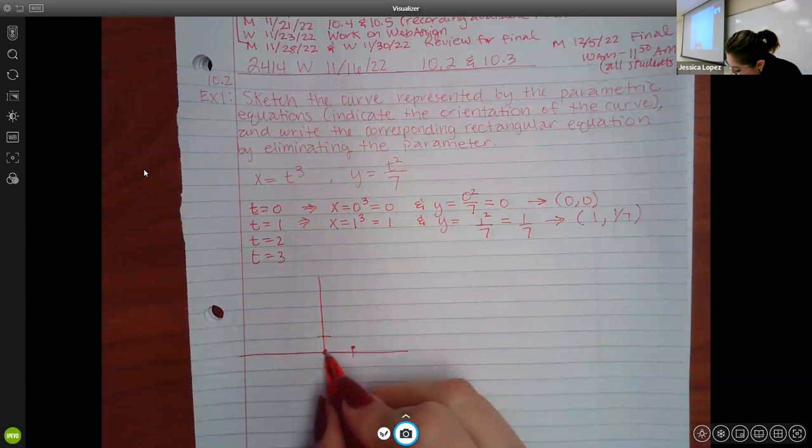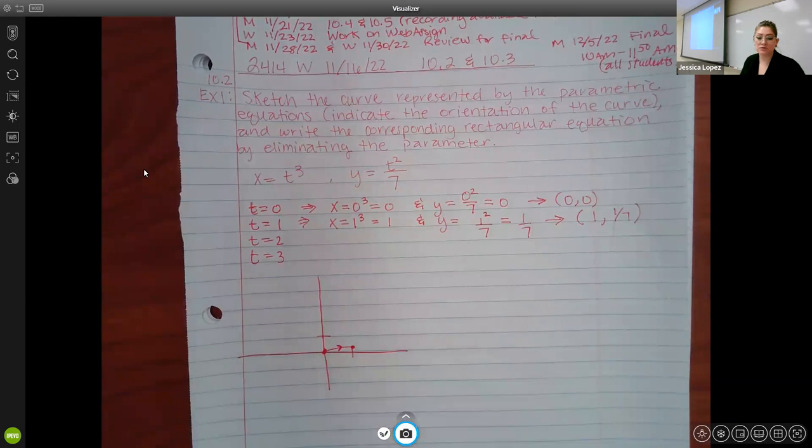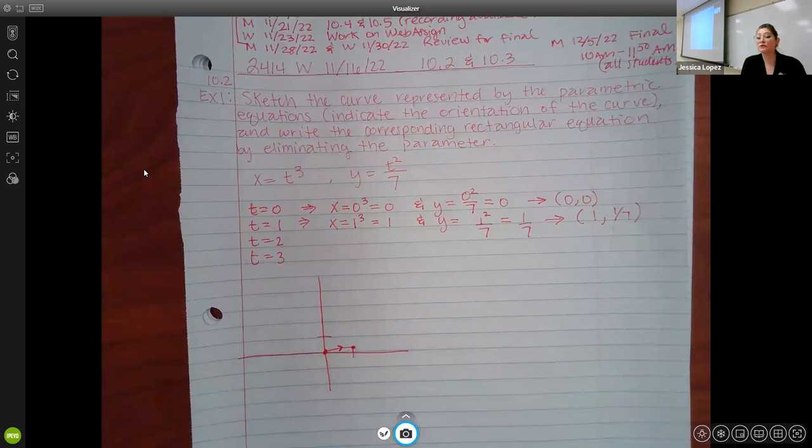But if I draw a curve to connect these, I have to put an arrow that tells me which direction I'm going in, which one was the first point leading to the second point. And since the origin was the first one and (1, 1/7) was the second point, I have to have the arrow going in that direction.